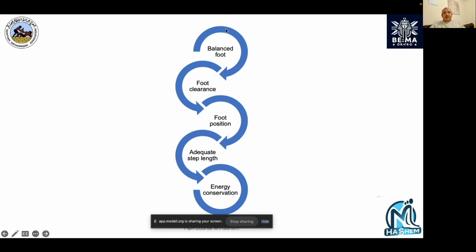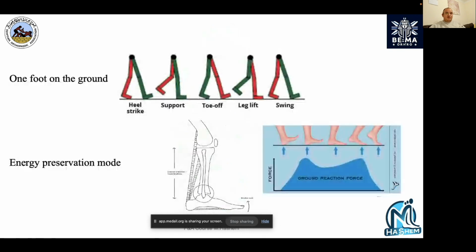So to have a normal gait, you have to have a balanced foot, normal foot clearance, a normal foot position, an adequate step length, and energy conservation. When we start to speak about the gait, you need to understand that at every moment, you have to have a full foot on the ground.